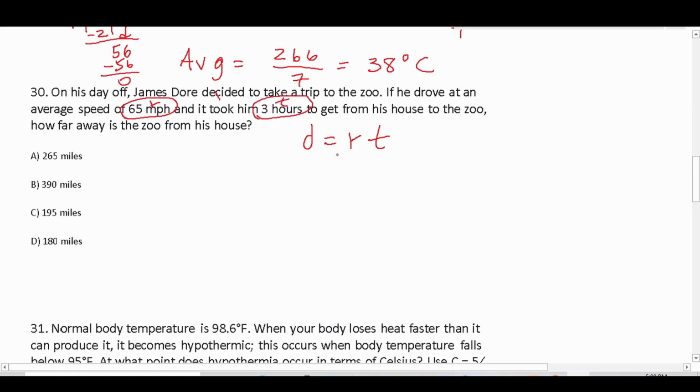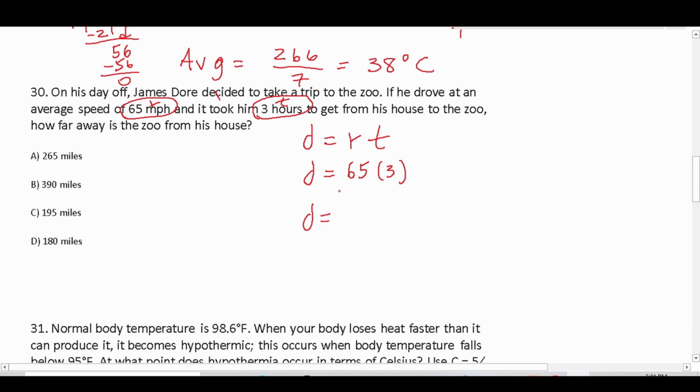The way the distance formula works in short is this: if you're given two parts of the distance formula, you can solve for the third part. So if you're given R and T, you can find D. If you're given D and R, you can find T. And if you're given D and T, you can find R. In this case, we have R and T, so let's just go ahead and plug those things in. We have a rate of 65 and a time of 3 hours.